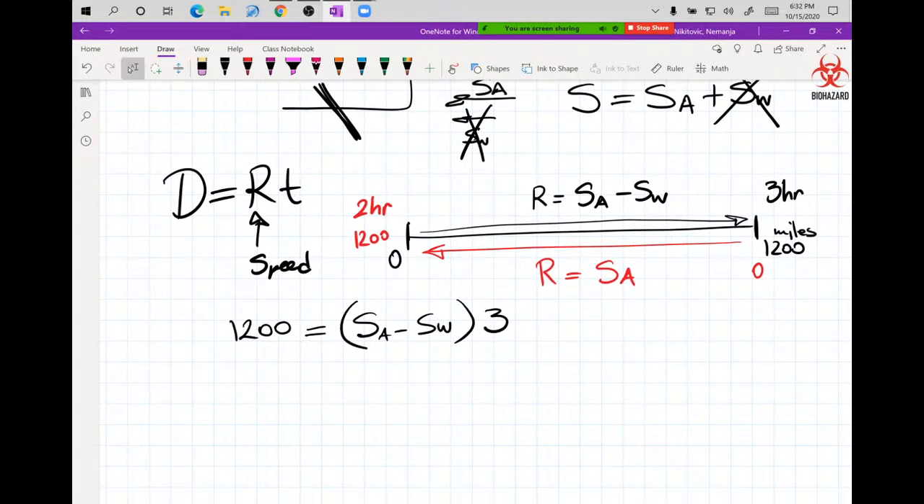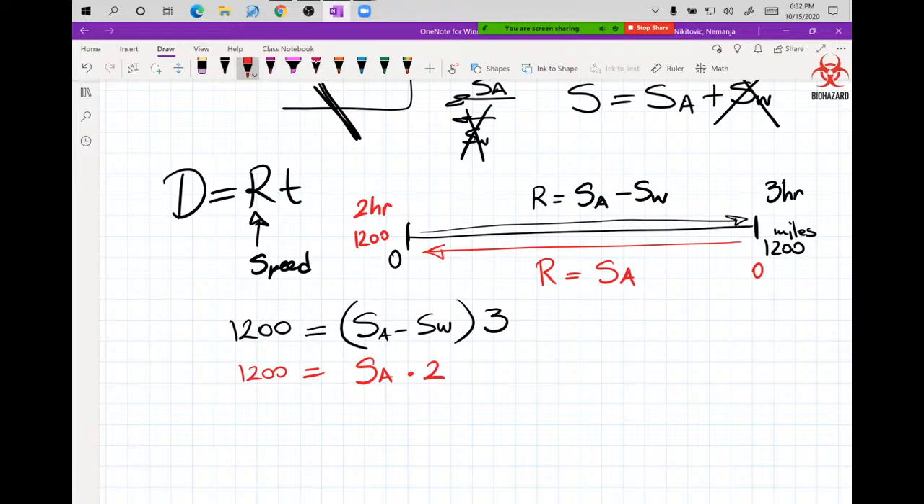The second equation, the red equation, is you're covering the same distance of 1200 miles, because you just go back home. And in this case, it's just SA times 2 hours.